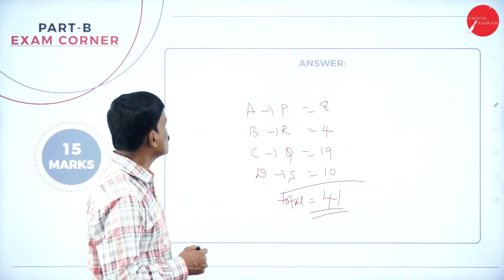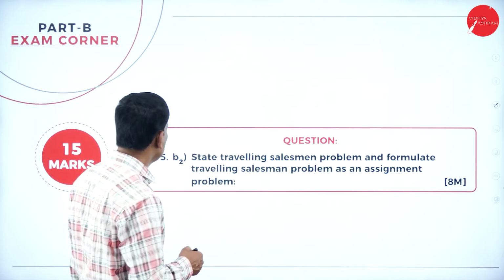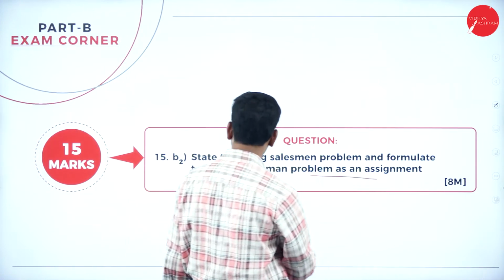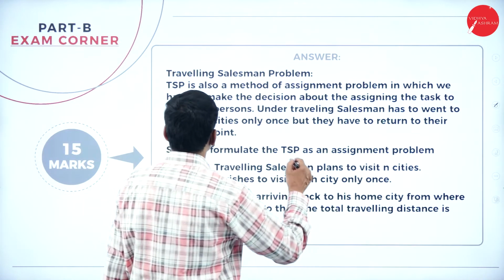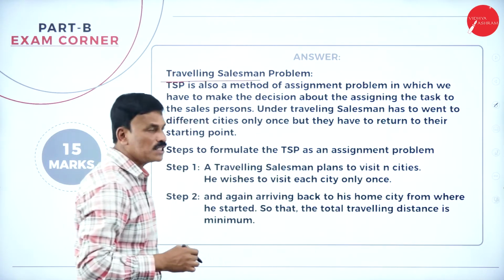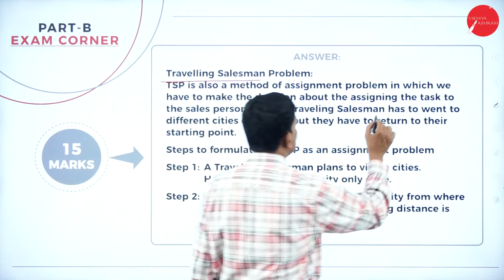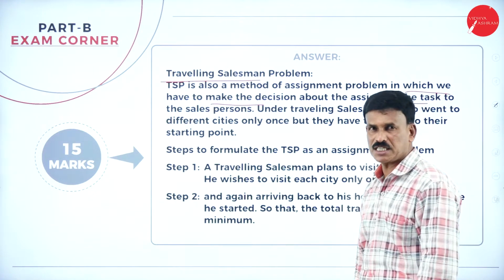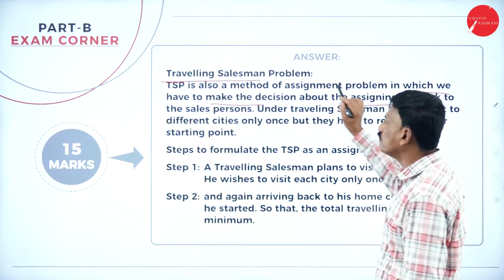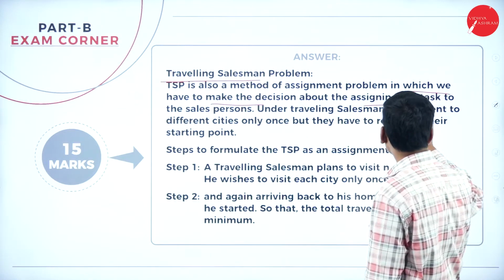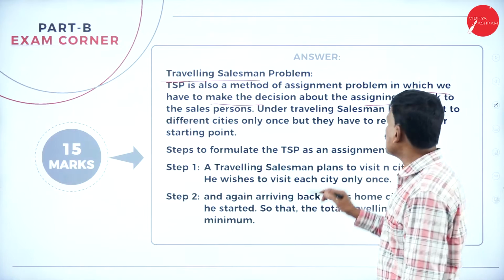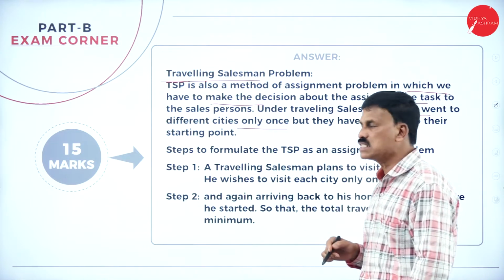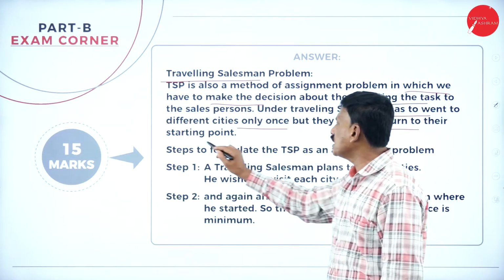That's it. Now let us come to the next problem. Next question: state the traveling salesman's problem and formulate the traveling salesman problem as an assignment problem. What is the statement? The traveling salesman's problem is a method of assignment problem in which we have to make the decision about assigning the task to the salesperson. A traveling salesman has to go to different cities only once. He has to visit the cities only once, but he has to return to his starting point.